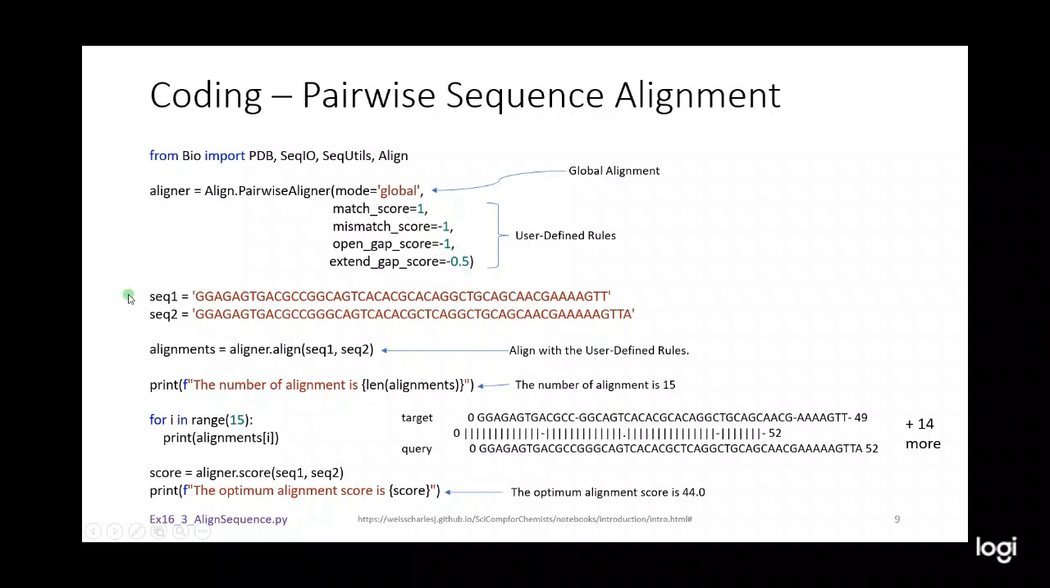Next, we define two sequences and use the align function to find the optimum alignments. We define the two sequences as strings, and we use the align function to align these two sequences. Once the alignment is performed, we can check the total number of alignments by printing the length of the alignment list. We get 15 for these particular sequences. We can print each of the 15 alignments using a for loop. One of the 15 outputs is shown here, and there are 14 more.